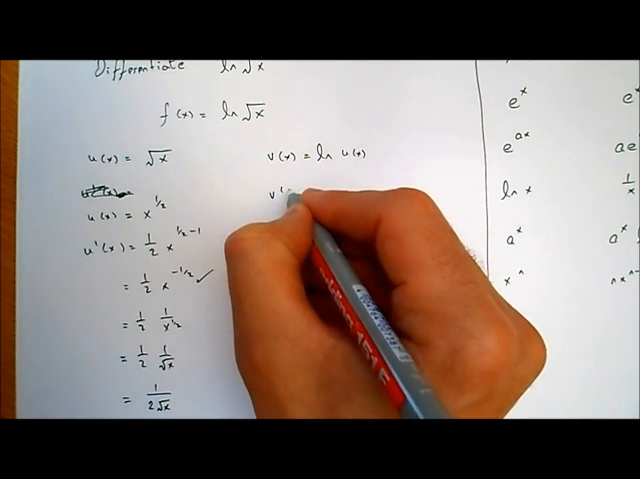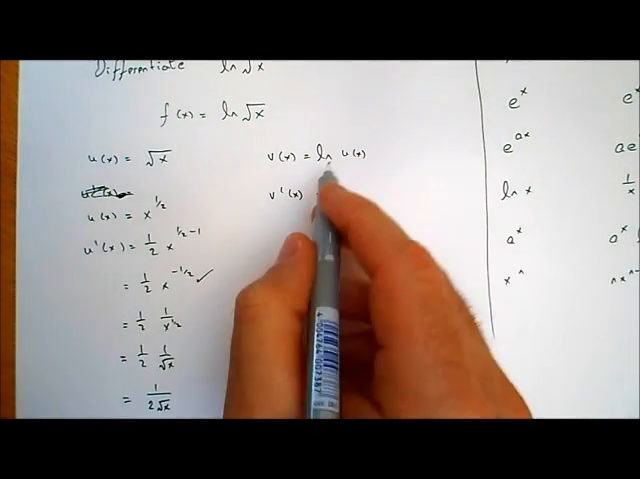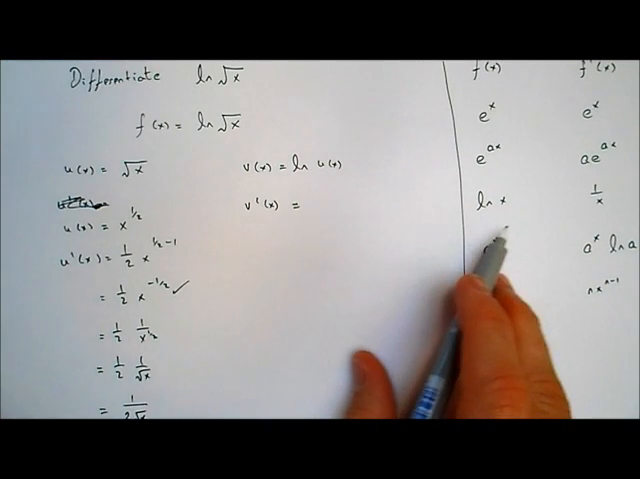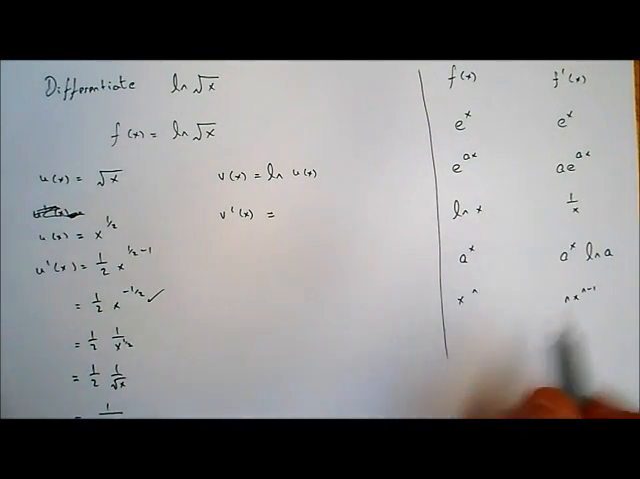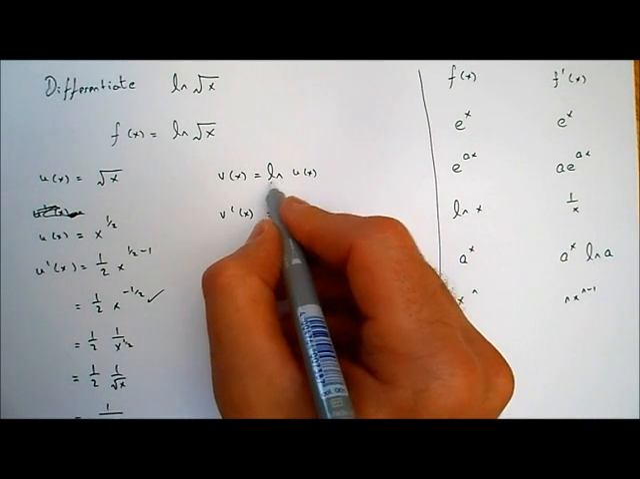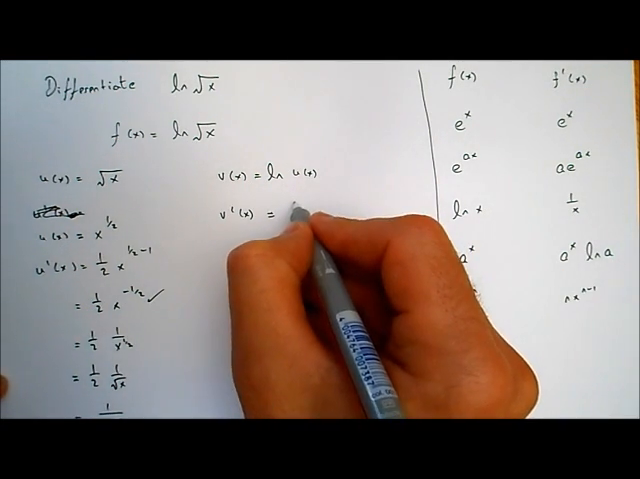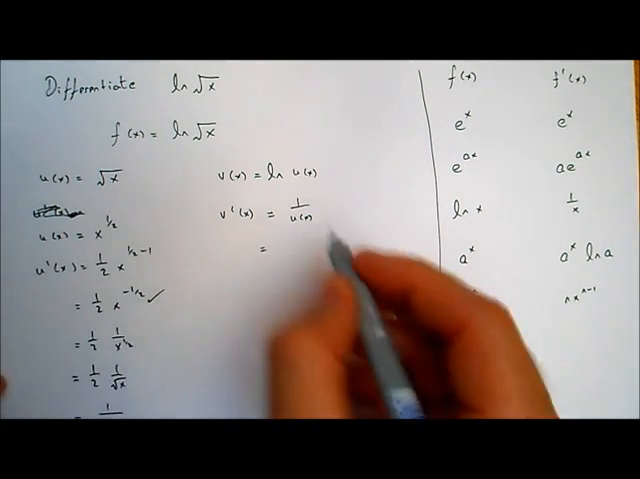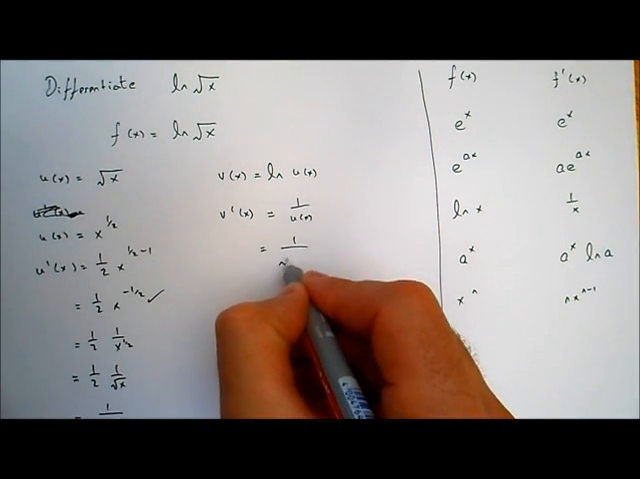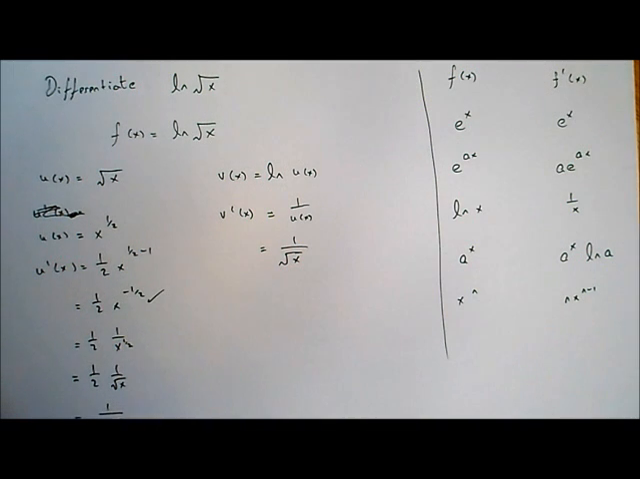So I need to find v dash x. So differentiate a log function. The natural log function, when I differentiate ln x, I get 1 over x. So when I differentiate the natural log of u of x, I get 1 over u of x. But u of x is just the square root of x. So I get 1 over the square root of x.